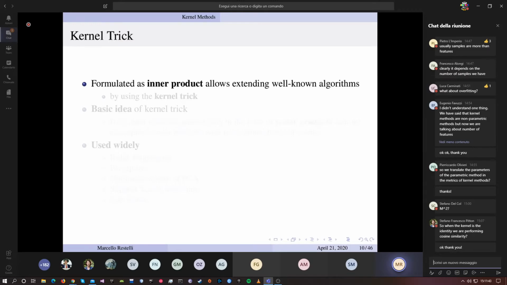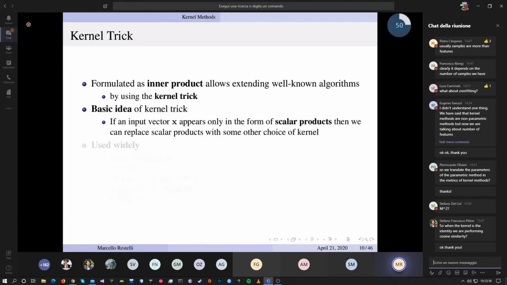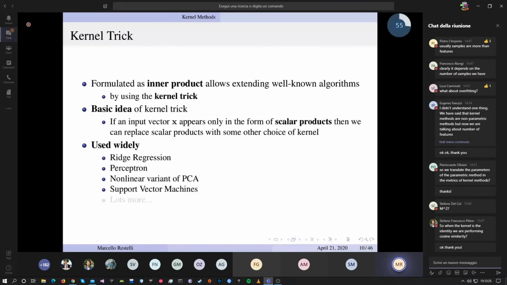So now what we will try to do, and we will do with some algorithms, is to take the parametric version of the algorithm and show that this parametric version can be rewritten by removing the features everywhere and replacing them with the value of the kernel. And so then we will use this kernel trick. As we will see, this trick can be used with many algorithms. We will see only a few of them. We will see ridge regression, and the perceptron that leads to the support vector machine.